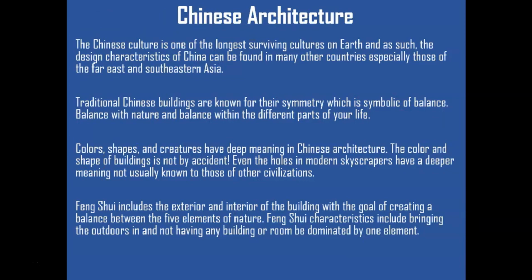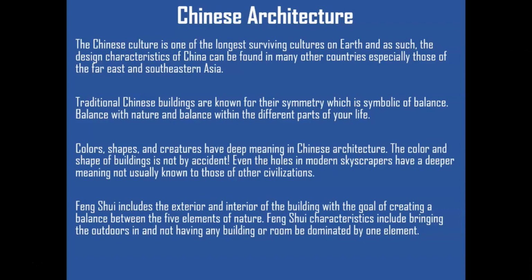So here in summary, for Chinese architecture, the Chinese culture is one of the longest surviving cultures on Earth, and as such, the design characteristics of China can be found in many other countries, especially those of the Far East and Southeastern Asia, which we're going to get to in our Part 2 lesson later this week. Traditional Chinese buildings are known for their symmetry, which is symbolic of balance, balance with nature, and also the balance within the different parts of your life. So it's very common to see squares and rectangular shapes that are perfectly symmetrical in Chinese design, and we'll look at some examples of those in Minecraft in just a minute.